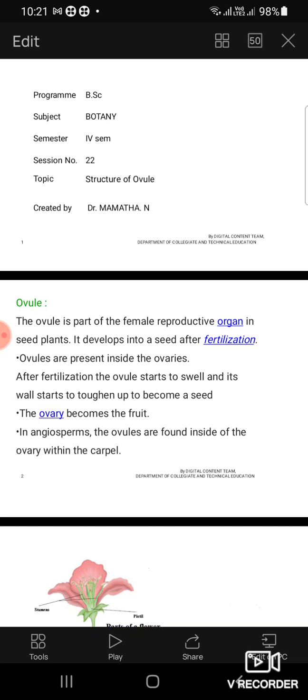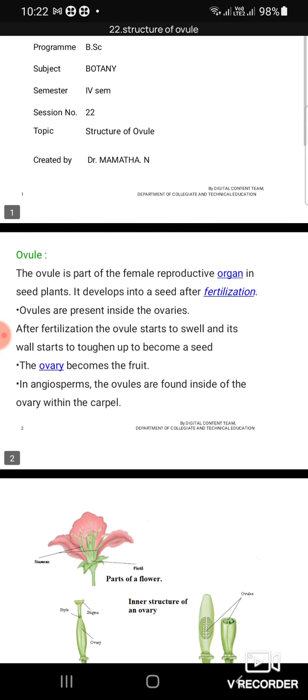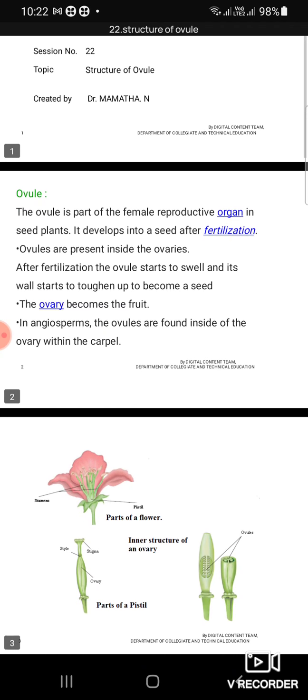The lowermost region is the ovary. Inside the ovary, the ovules are present. So, the ovule is a part of the female reproductive organ in seed plants. It develops into seed after fertilization, and they are present inside the ovaries.